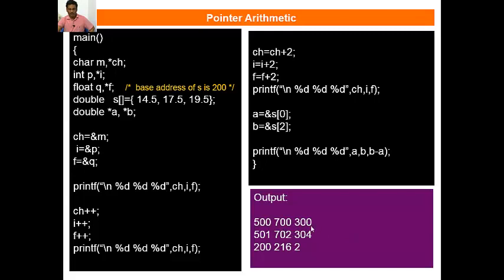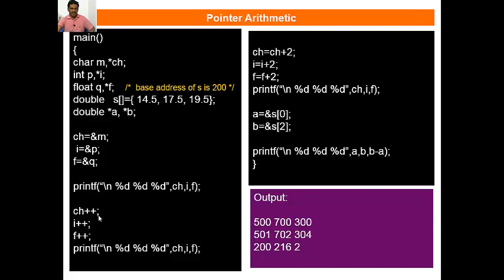So what will be the output? 500, 700, 300. We just assume that the address of m is 500, the address of p is 700, and the address of q is 300. That 500 is assigned to the character pointer variable, 700 is assigned to the integer pointer variable, and 300 is assigned to the float pointer variable. Through this printf, it displays 500, 700, 300.